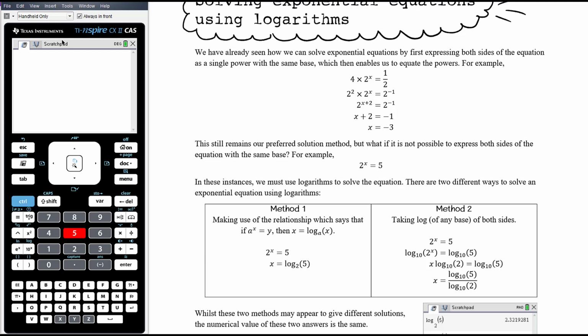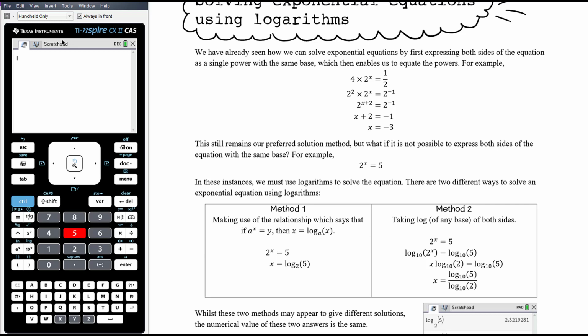This is still our preferred method. If you can express everything in the equation as a single power with the same base, that would be the best way to solve the equation. However, if we cannot express both sides of the equation as a power with the same base, then we need to use logs. For example, an equation as simple as 2 to the power of x equals 5 cannot be solved by writing both sides with the same base, because 5 is not a power of 2. And so in these instances, we must use logs to solve the equation.